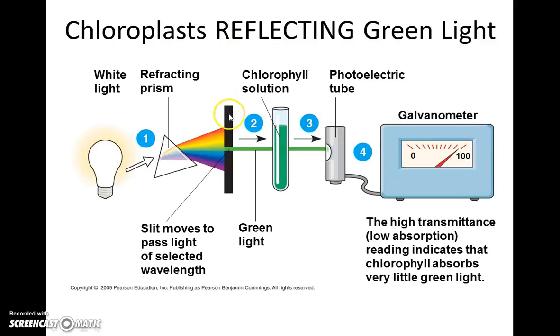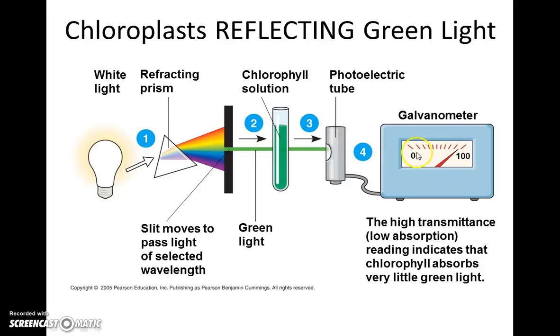On the other hand, if we move this slit so that green light comes through, you can see, if you compare the color here to the color here, that most of the green light is still coming through. So it's being reflected. None of it, well, not none of it, but most of it is not being absorbed. Most of it is being reflected. And we can see that with the detector, that it's detecting quite a bit of the green light.